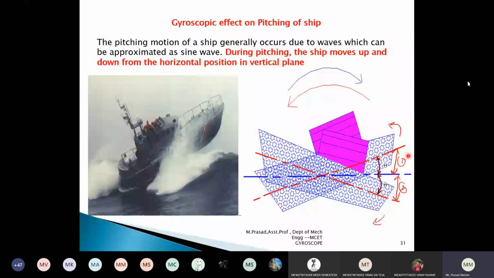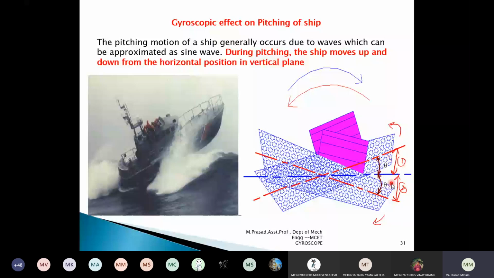You can see here, with respect to case 1, the ship is pitching upwards. Case 2 is pitching downwards. This is the total angle, theta plus theta. Together, this total motion is called the pitching motion. This total angle is 2 theta. The total 2 theta is the amplitude we need to find out.